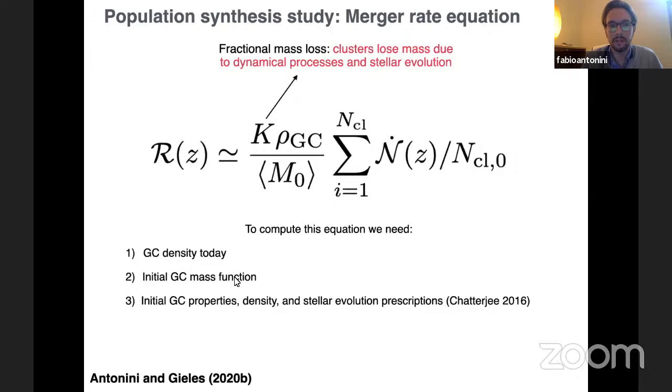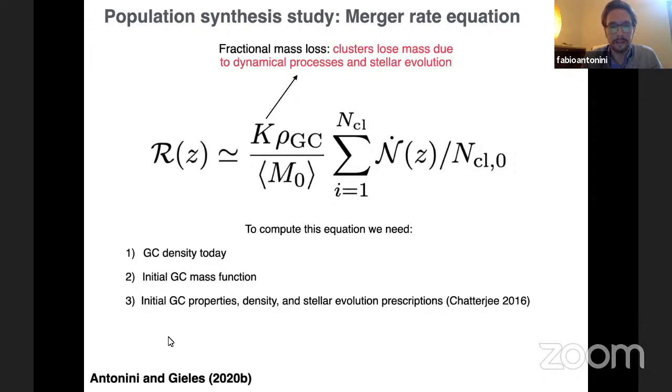And the initial globular cluster mass function, of course, enters both in this part of the equation because we sample the masses of our clusters from this, but also enters here on the calculation of K, because once we compare it to the current globular cluster mass function, we can determine how much mass has been lost from clusters to the present time.